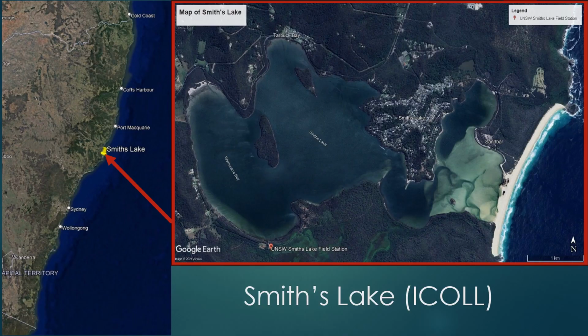A simplified Ecopath spreadsheet model of Smith's Lake was made using data collected on the BIOS3081 field trips over the past few years, as well as the DPI's fisheries data. Here is a map of Smith's Lake.